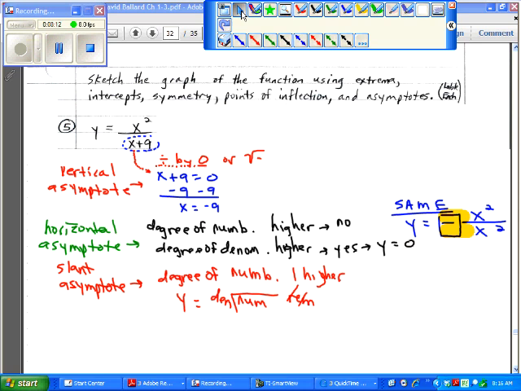If the degree of the numerator is 1 higher than the degree of the denominator, then there's going to be a slant asymptote. And to find it, we take the numerator divided by the denominator using long division, disregarding the remainder.